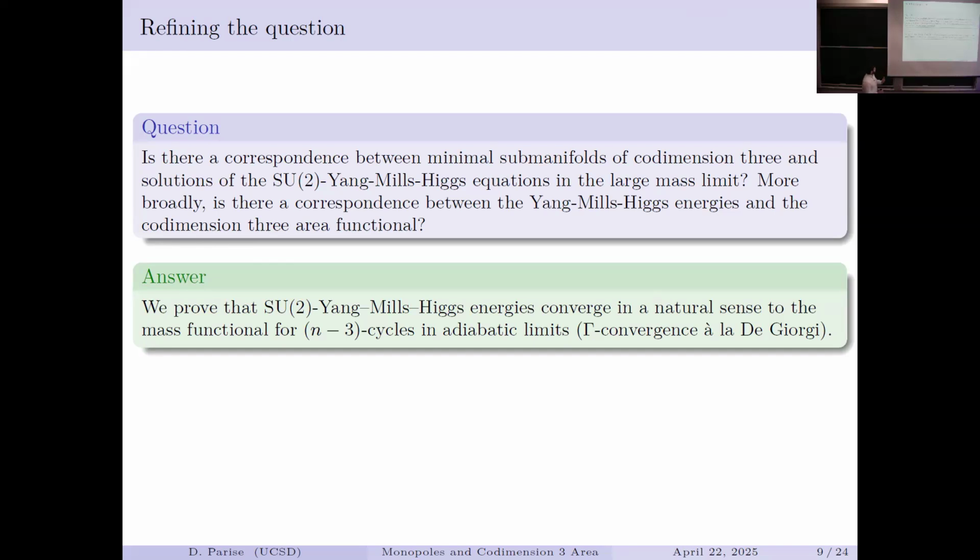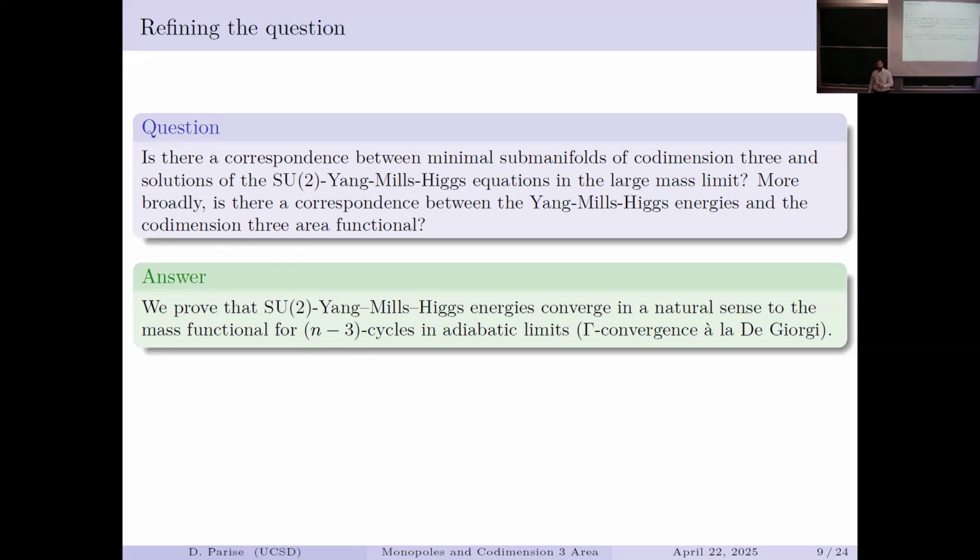We can prove, and I'll show you the statement later on, that these SU2 Yang-Mills-Higgs energies, so this family of functionals indexed by the mass, converges in a natural sense to the area functional, to the mass functional, over n-3 cycles. And the convergence is a convergence in the sense of De Giorgi, gamma convergence à la De Giorgi, which is a natural notion of convergence for functionals and for families of functionals.